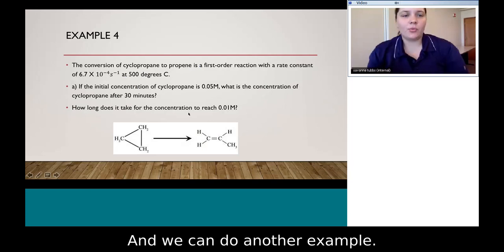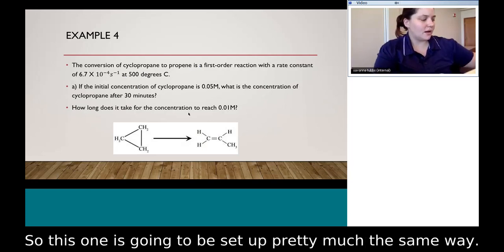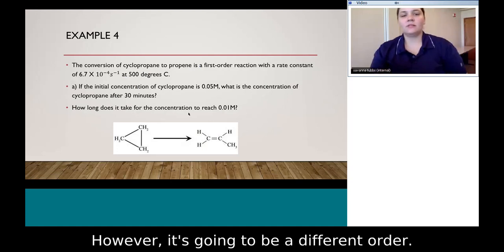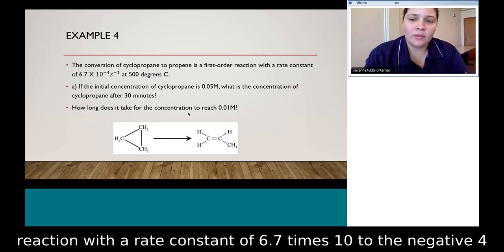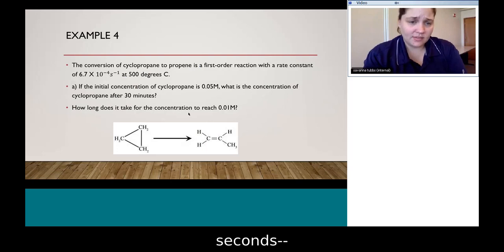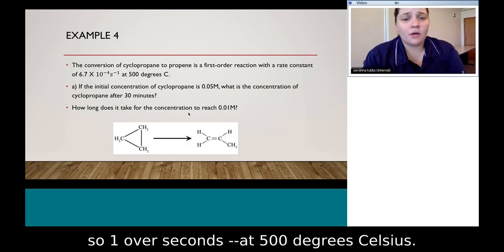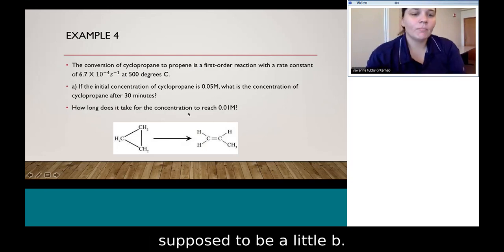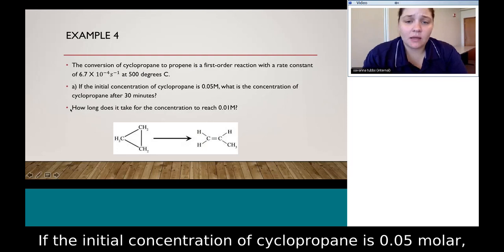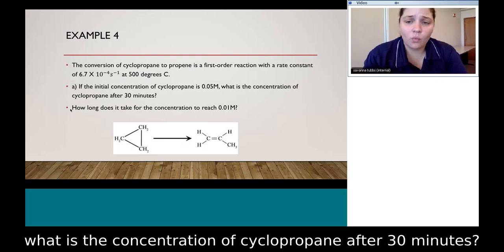And we can do another example. So this one is going to be set up pretty much the same way, however, it's going to be a different order. The conversion of cyclopropane to propene is a first order reaction with a rate constant of 6.7 times 10 to the negative 4 seconds, so 1 over seconds, at 500 degrees Celsius. So we're going to do A and B. So right here, there's supposed to be a little b. If the initial concentration of cyclopropane is 0.05 molar, what is the concentration of cyclopropane after 30 minutes?